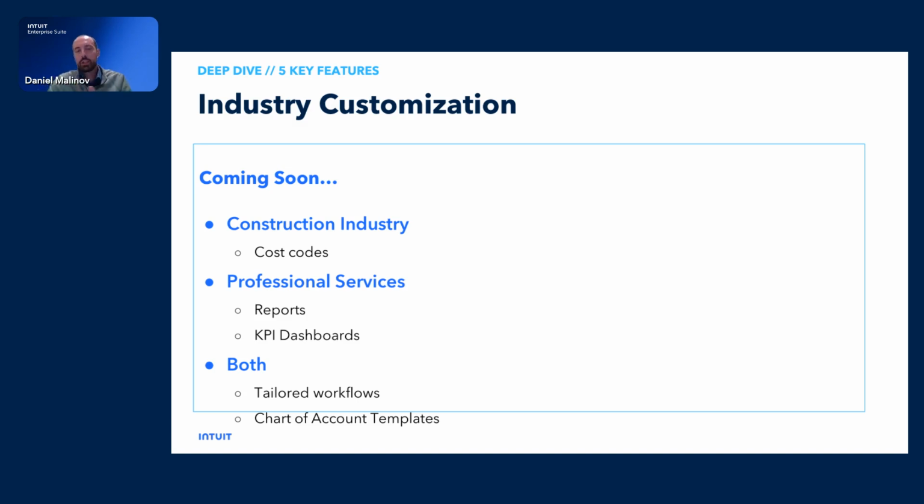So as mentioned, we are focusing on the construction industry at initial launch, as well as professional services, and we will be expanding to additional industries throughout the year. But for construction specifically, what we're next going to release is what we're calling cost codes, which are specific identifiers assigned to various expenses incurred during a construction project.